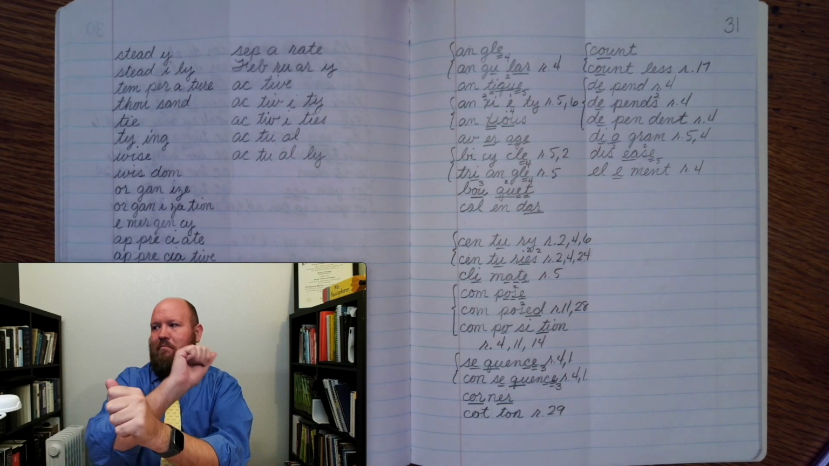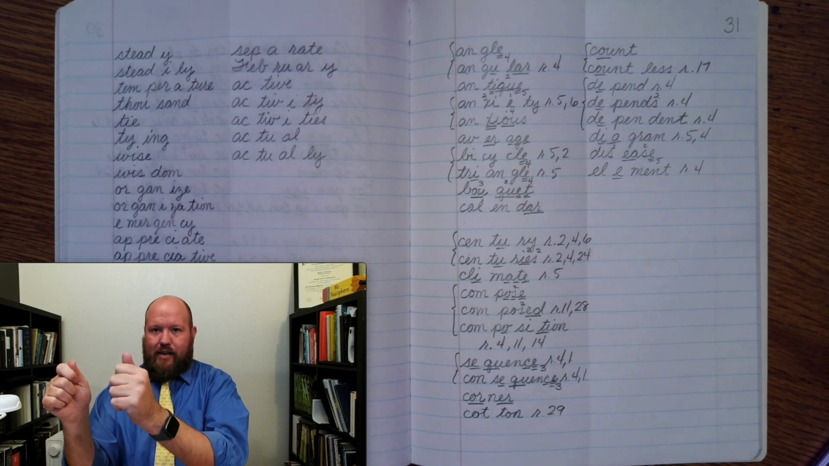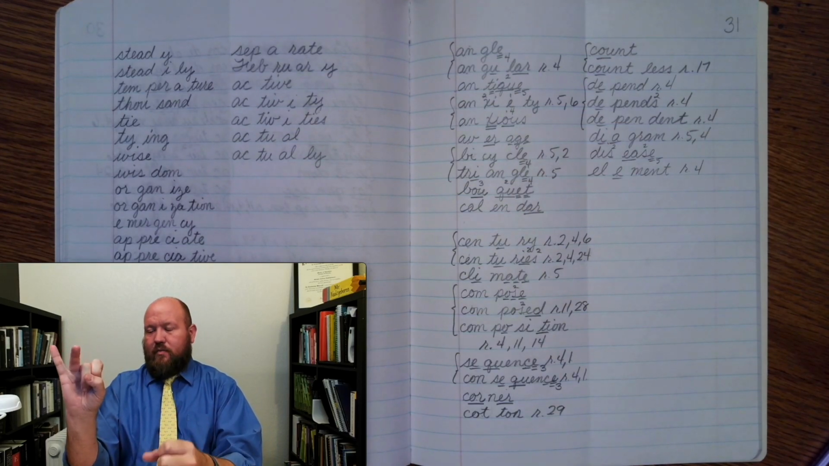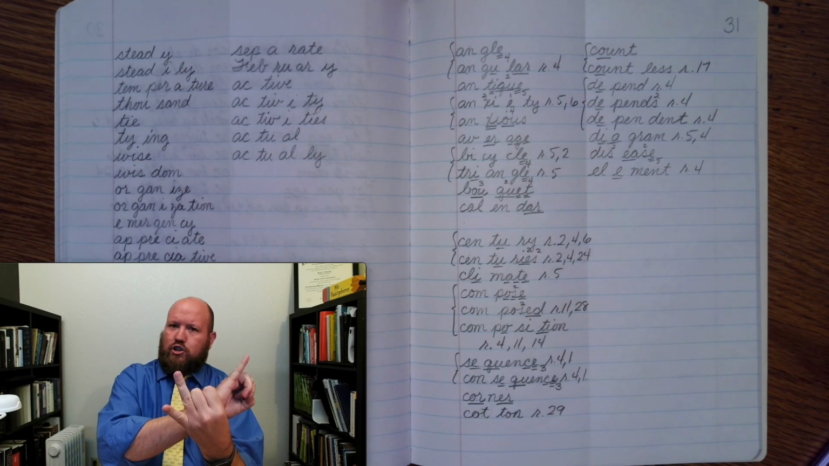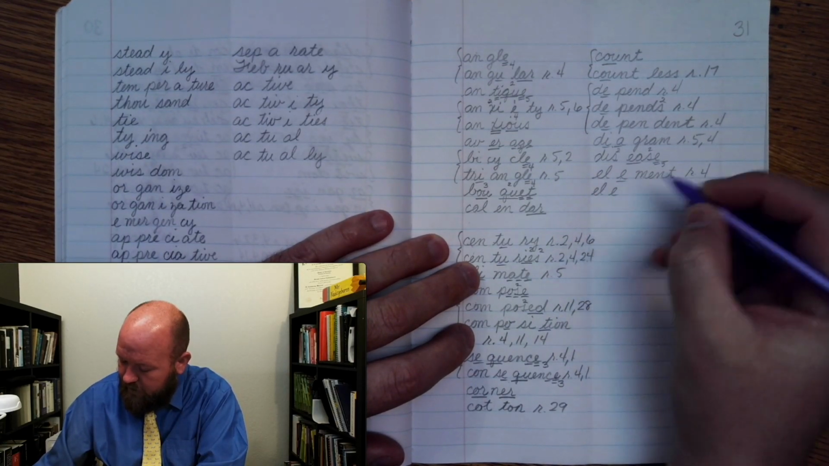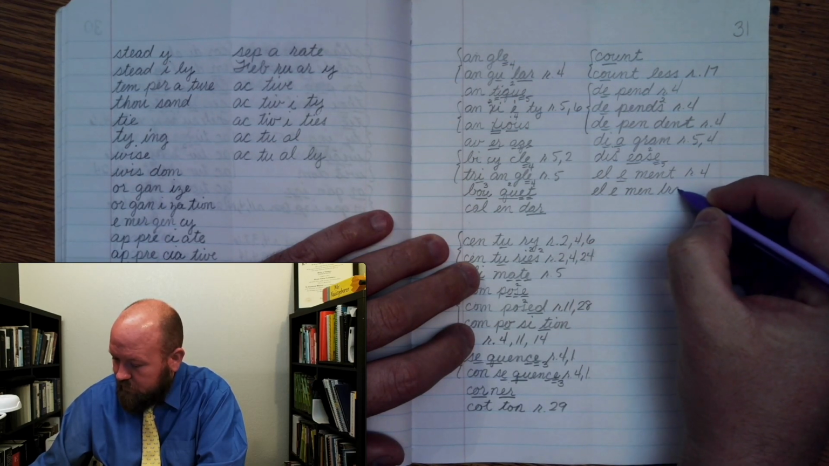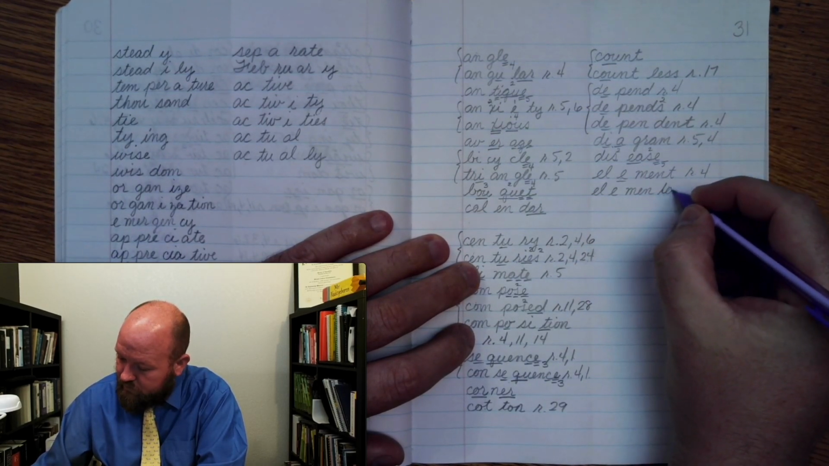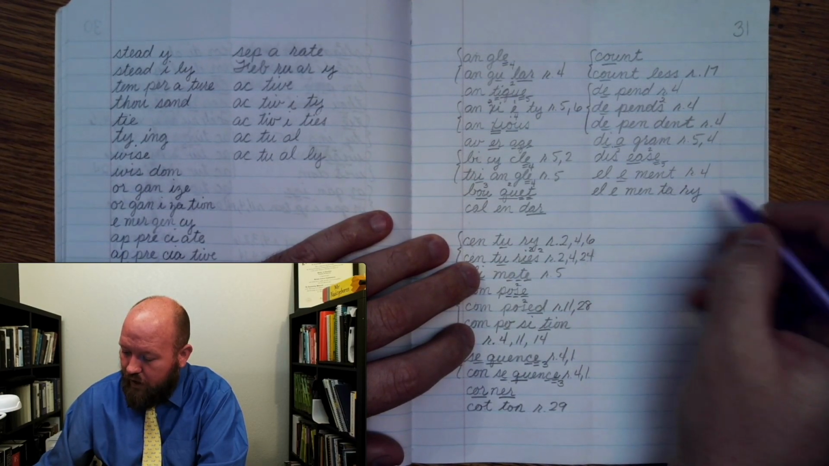L, E, men, te, ri. Okay, a lot of syllables there. Let's do that syllables again. L, E, men, te, ri. L, E, m, e, n, t, a, r, I. Elementary. L, E, men, te, re.